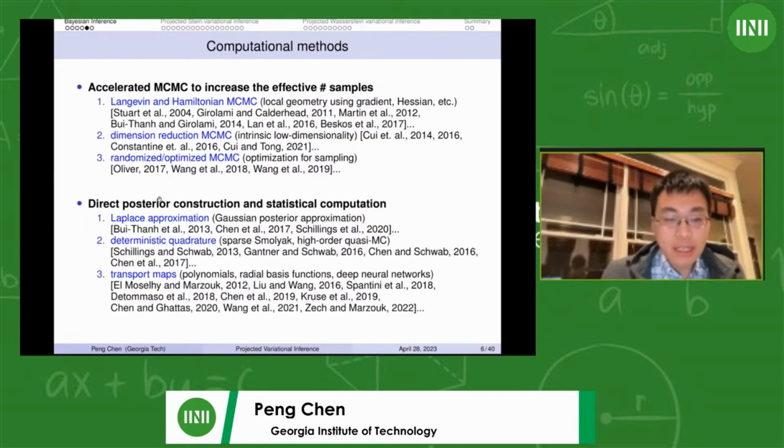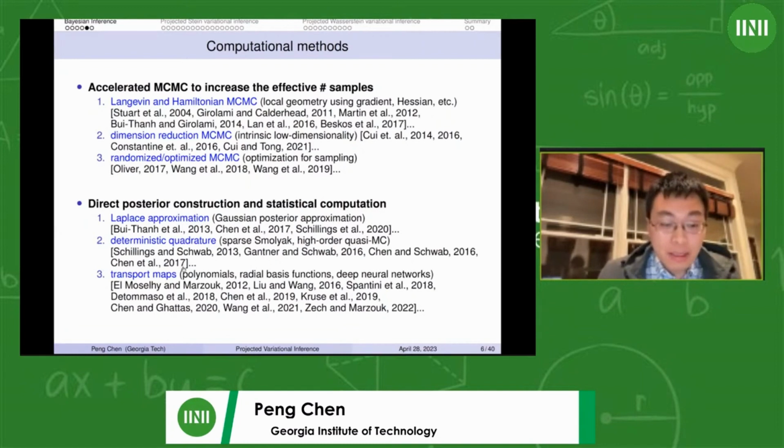And then there is a second class of methods, which is direct posterior construction and statistical computation. For instance, first is the Laplace approximation. You want to approximate the posterior distribution simply by a Gaussian distribution at the MAP point. And then there is deterministic quadrature, especially sparse Smolyak quadrature or high order quasi-Monte Carlo deterministic quadrature.